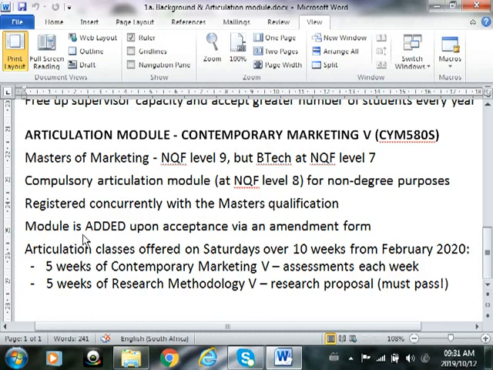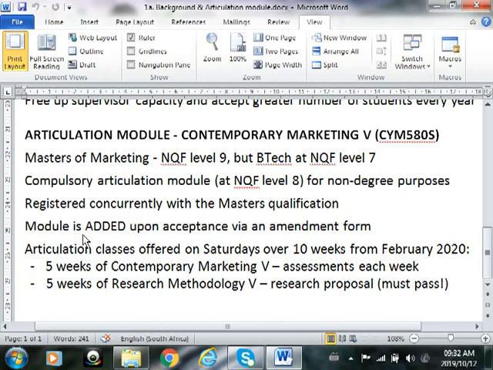Okay, from February 2020, every Saturday, so you need to take this into consideration. If you work Saturdays, you need to attend every single class. These classes are not videoed. I'll video my class. Other people don't video the class. If you don't attend, you know, that's that. So you need that commitment. 5 weeks of contemporary marketing, where we'll cover a range of different topics, and you'll do a little assessment for each week. So if you miss a week, you miss the assessment.